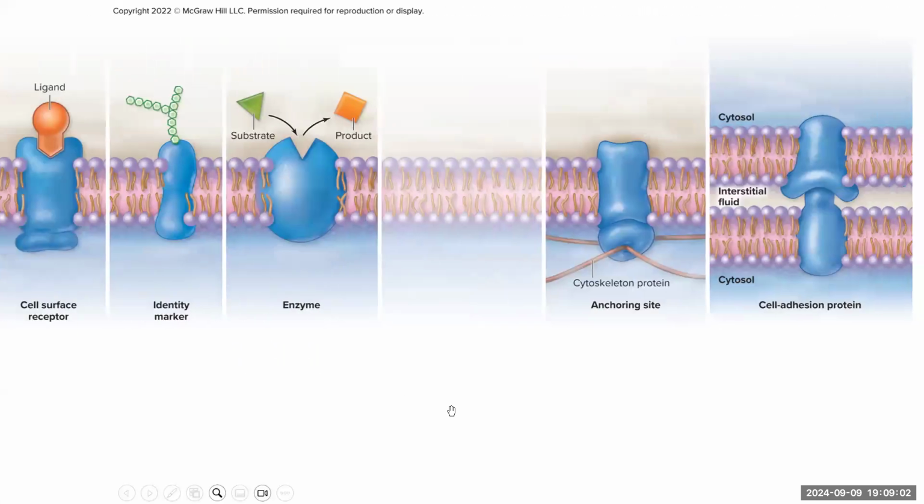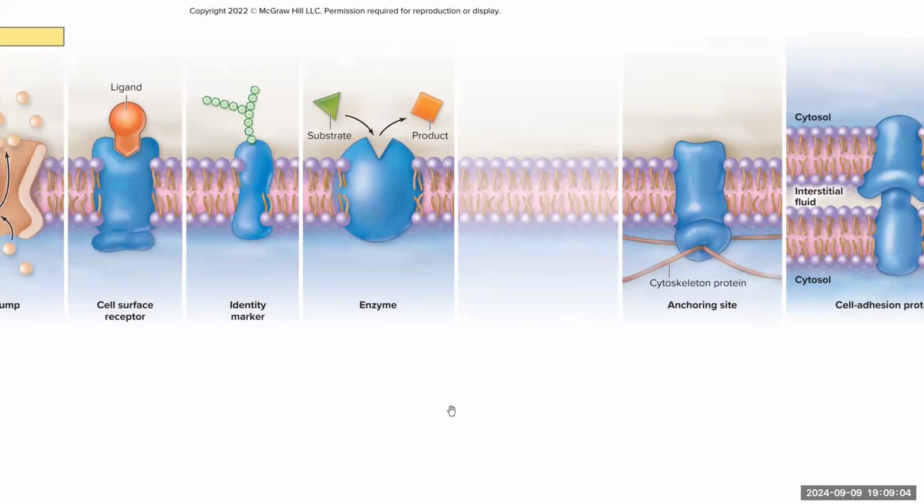Here you can see our cell surface receptor. Here's our ligand. That could be a hormone from another cell that then triggers this cell to do something. Identity marker, talked about that, is important when our cells need to recognize self versus non-self.